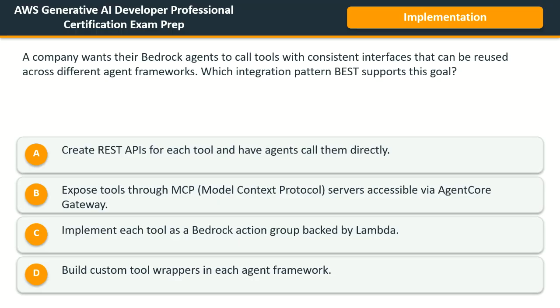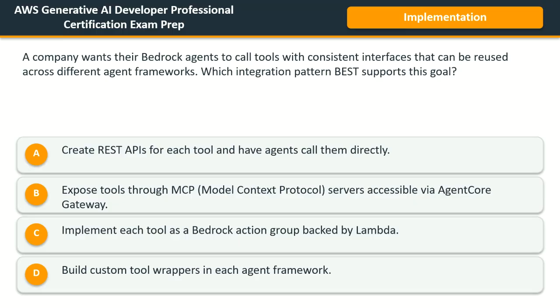Option C, implement each tool as a Bedrock action group backed by Lambda. And D, build custom tool wrappers in each agent framework. The correct answer is B. This question is about tool portability. They want consistent interfaces. They also want reuse across different agent frameworks. That immediately rules out framework-specific tool wiring.